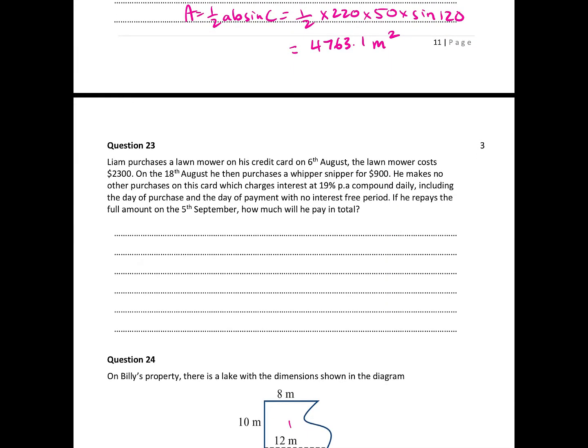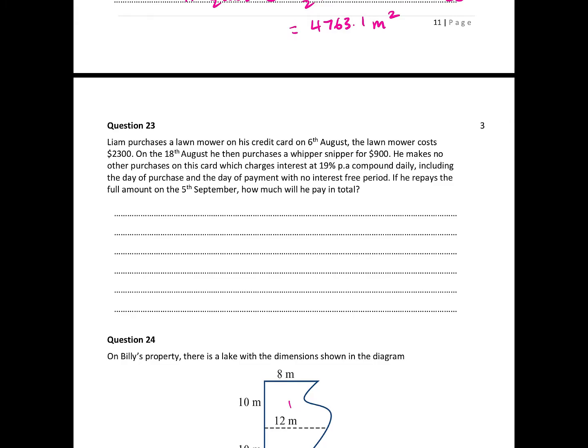Question 23. Liam purchases a lawnmower on his credit card on the 6th of August. The lawnmower cost $2,300. I'm just going to write this down: $2,300 on the 6th of August. On the 18th of August, he then purchases a whippersnipper for $900. Okay, $900. When? On the 18th of August.